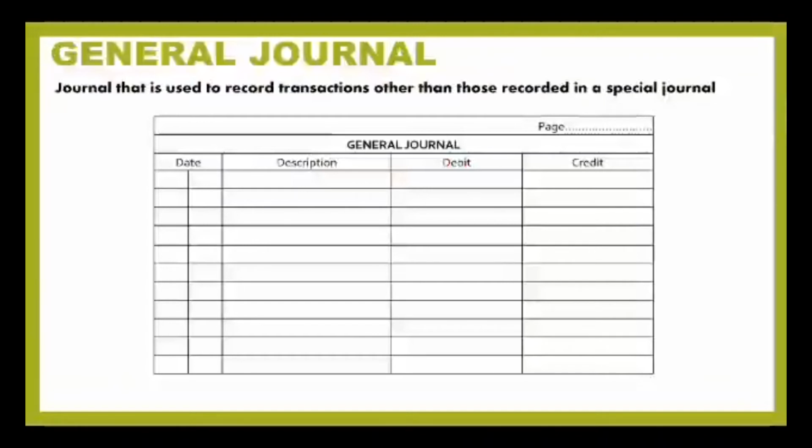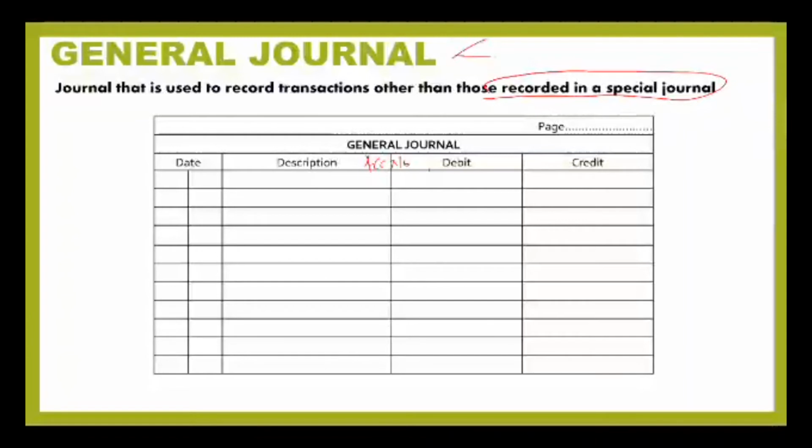As you can see, this is almost the same as the first journal, but maybe you can make it here account number, or another one is the evidence number. What kind of evidence you need to record in this general journal. So general journal is the journal that is not recorded in the special journal.